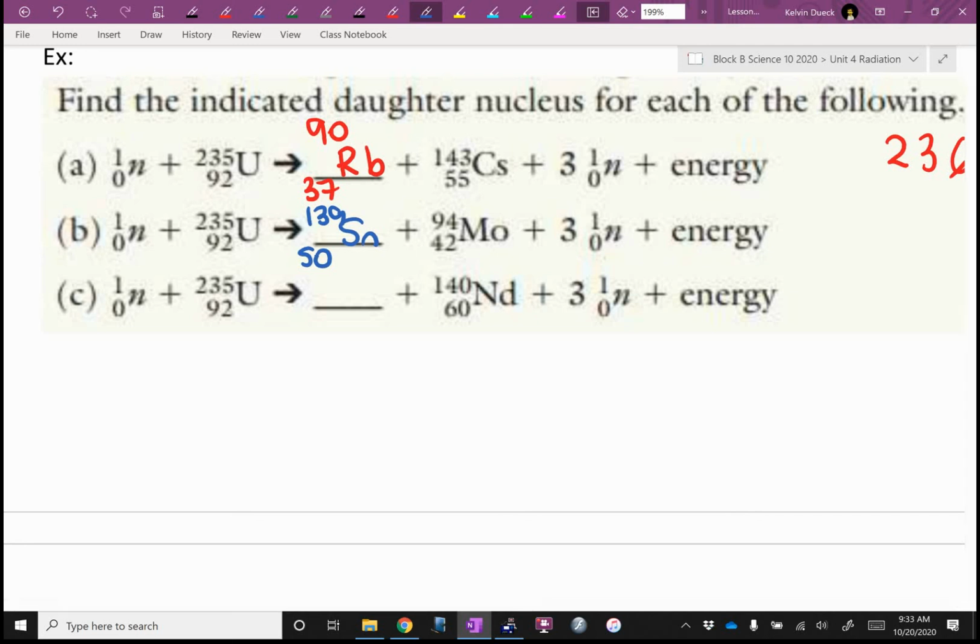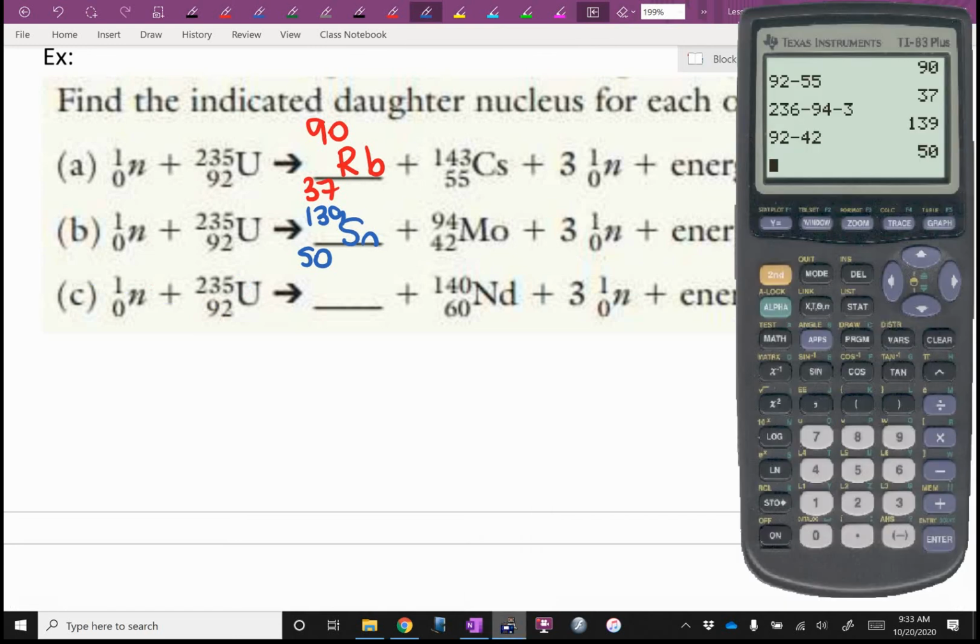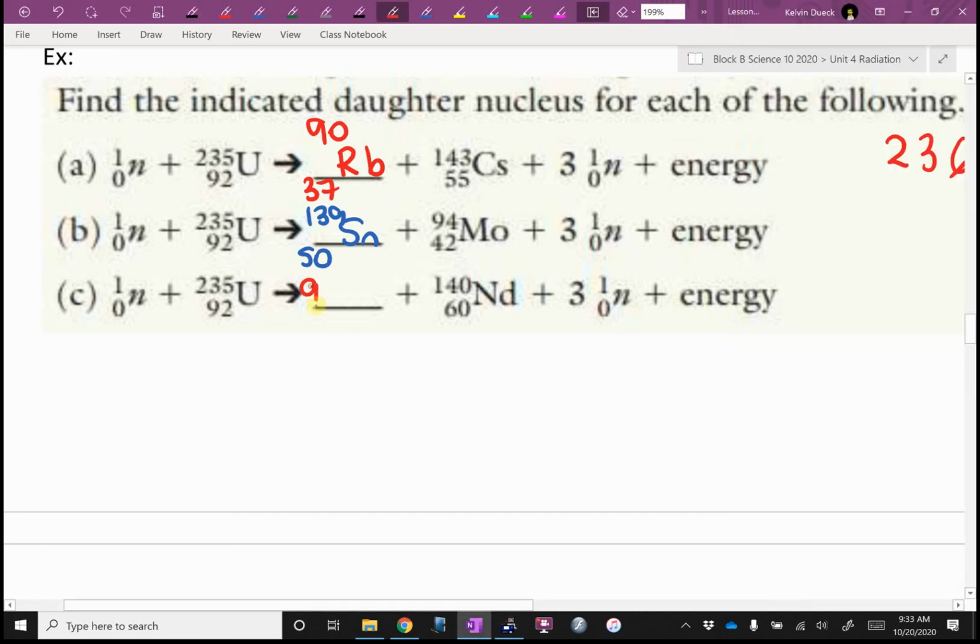What's another product of a nuclear reaction? So we can get cesium and rubidium. We can get tin and molybdenum. We can also get, so here again, we're starting with a mass of 236. So we have to finish with a mass of 236. So if I go 236 minus 140 minus 3, I have a mass of 93 left over.